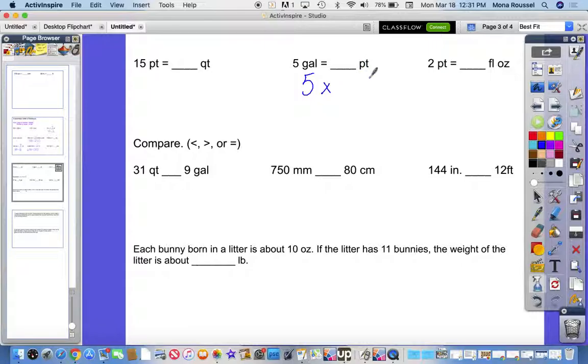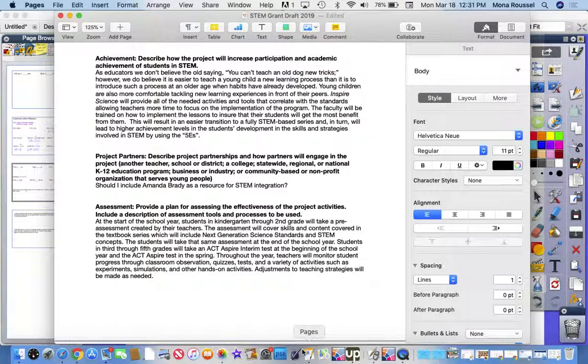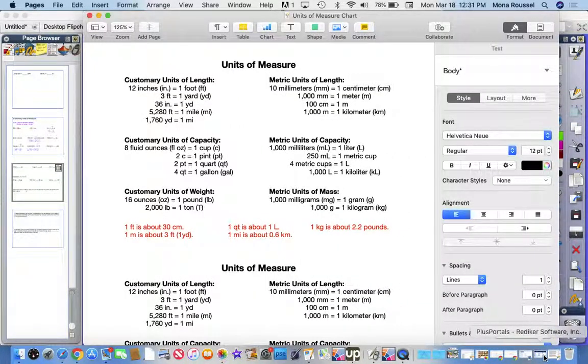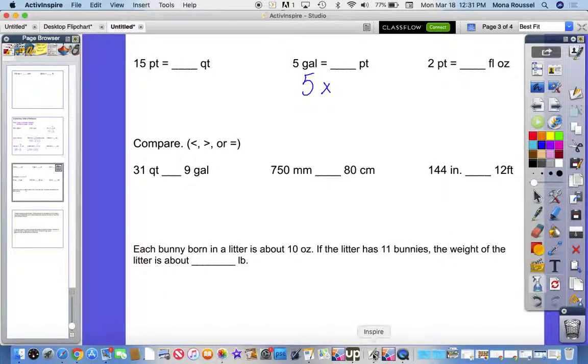When we look at our table, we are looking for the number of pints in a gallon, which the table does not tell us exactly how many pints are in a gallon, but it tells us that there are 2 pints in a quart here, and there are 4 quarts in a gallon here. So if there are 2 pints in every quart and 4 quarts in every gallon, 2 times 4 is 8. That would give us the number of pints in a gallon. So we're going to multiply 5 times 8, which would give us 40 pints.